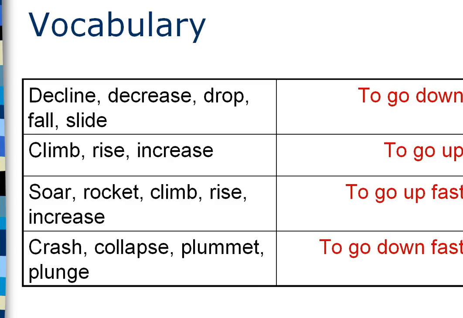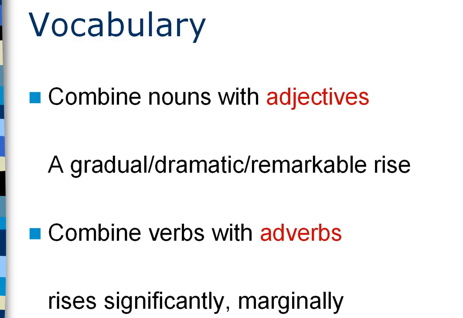Now, looking at this vocab, we can also see that we can not only use verbs but also nouns. Words like there was a rise. But rise in itself gives an indication, but if we want to be more specific, we can add an adjective. What kind of rise was it? Well, it was a gradual rise. Or no, it was really a dramatic or remarkable rise. And using those adjectives, we can qualify the extent of the rise.